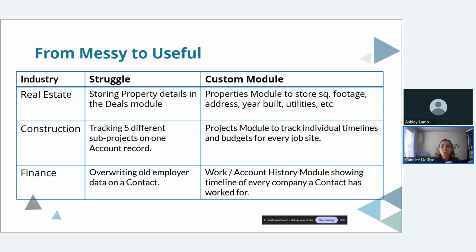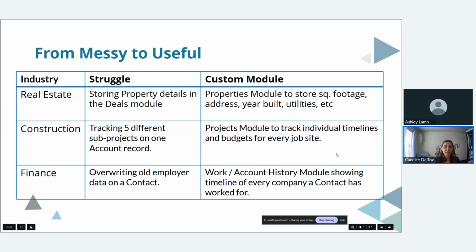That's where you can put the square footage, the actual full address, the year it was built, all the utilities, the number of rooms, etc. In construction, you might have sub-projects, maybe a master project and sub-projects, but for some reason you're tracking it in the account record in a notes field. Doesn't make sense. So instead, you can make a projects module and just track all those individual timelines and budgets for each job site, even if it's related to the same account.